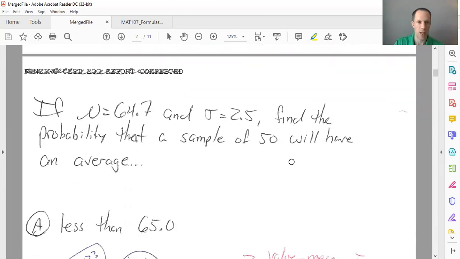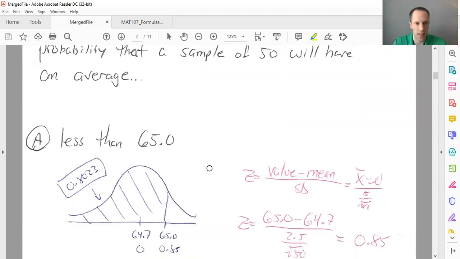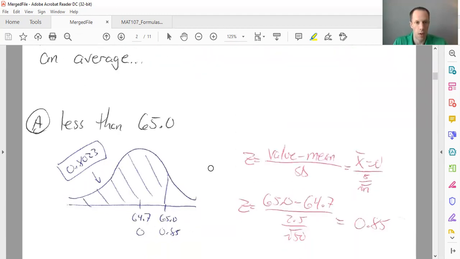So let's say for all the people in Maryland, if we took all the individuals and got their average height, the population mean would be 64.7 inches and the standard deviation 2.5 inches. How about we find the probability that a sample of 50 people will have an average height of less than 65? Well, since our sample size has more than 30 in it, we know the sample average will have a normal distribution. So I'm going to draw the bell-shaped curve here.